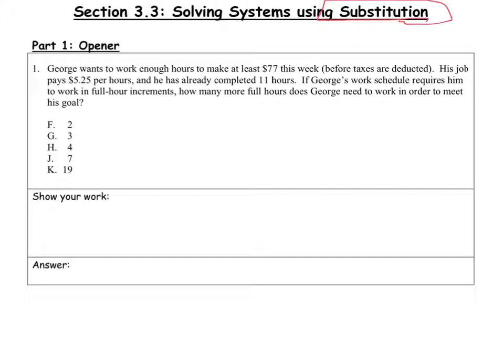Alright, so George wants to work enough hours to make at least $77 this week, before taxes are deducted. We're not going to worry about Uncle Sam here. First sentence, a key phrase in there: at least $77. Another way to think about that is if you want to make at least $77, that means you want to make greater than $77, right? If George made 80, I'm sure he'd be pretty happy with that too.